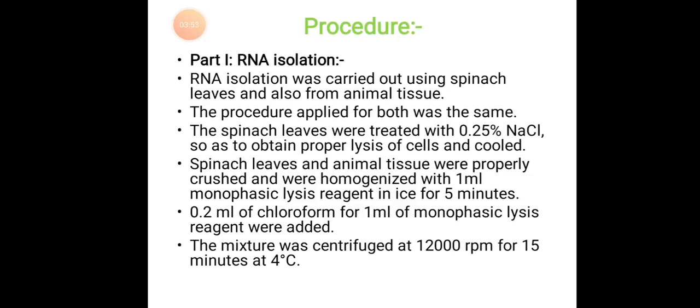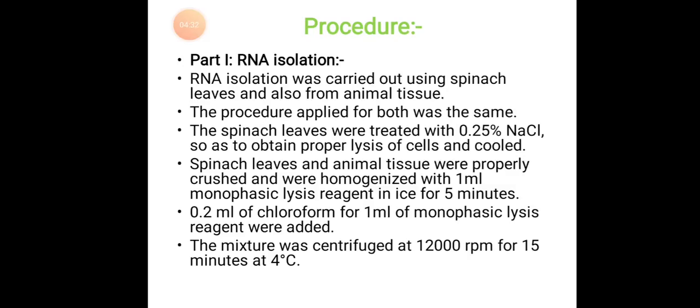Procedure Part 1. RNA isolation. RNA isolation was carried out using spinach leaves and also from animal tissue. The procedure applied for both was the same. The spinach leaves were treated with 0.25% NaCl so as to obtain proper lysis of cells and cooled. Spinach leaves and animal tissues were properly crushed and were homogenized with 1 ml monophasic lysis reagent in ice for 5 minutes. 0.2 ml of chloroform for 1 ml of monophasic lysis reagent was added.